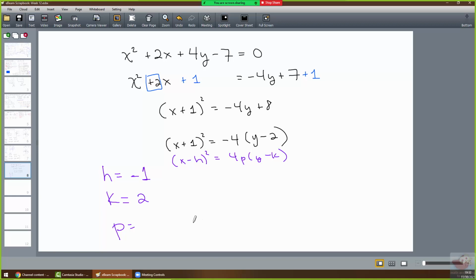Darn it. What is our p? 1. Careful. Negative 4 equals negative 4p. 1. There you go. Very good. What direction does it open? Up, down, left, or right?